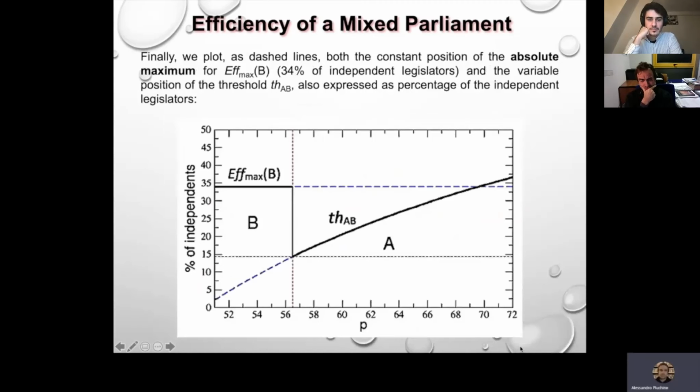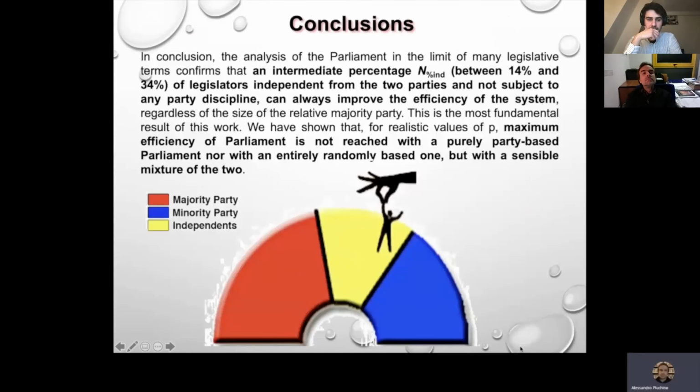And this is the position of the maximum of global efficiency as a function of p. As you can see, it stays constant at 34% of independent legislators until the size of the majority party stays below 56.5%. Then it jumps to 14% and slowly increases with p. In conclusion, our analytical results for the one-dimensional model of a mixed parliament corroborate the numerical results obtained with the previous two-dimensional model, confirming that an intermediate percentage between about 15% and 35% of legislators, independent from the two parties and not subjected to any party discipline, are able to always improve the efficiency of the system, regardless of the size of the majority party.